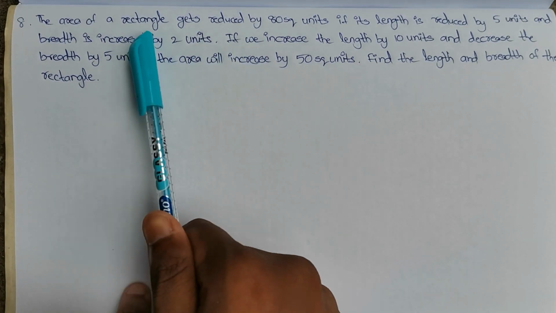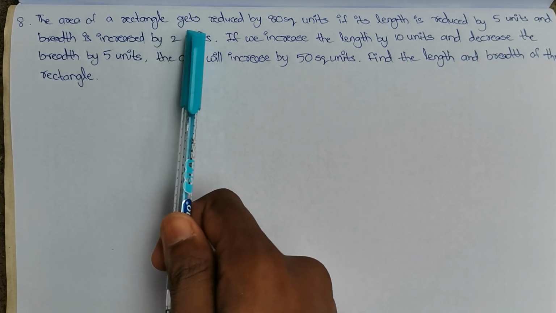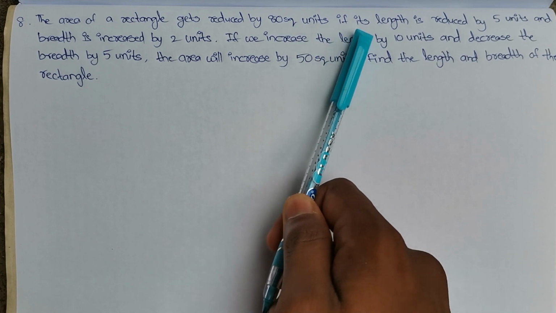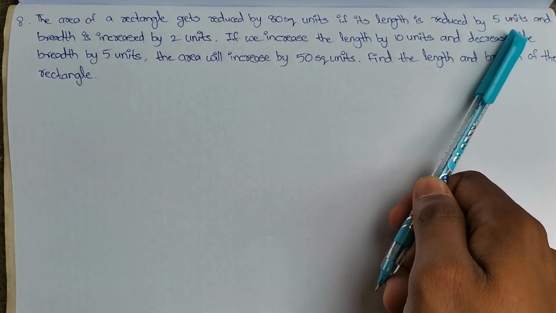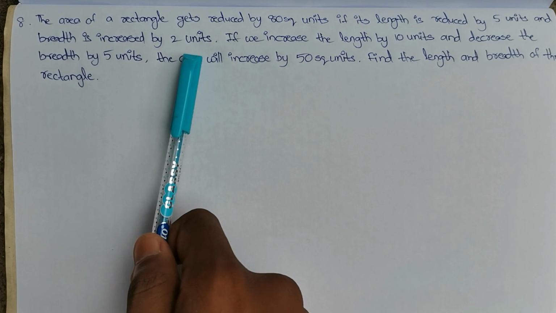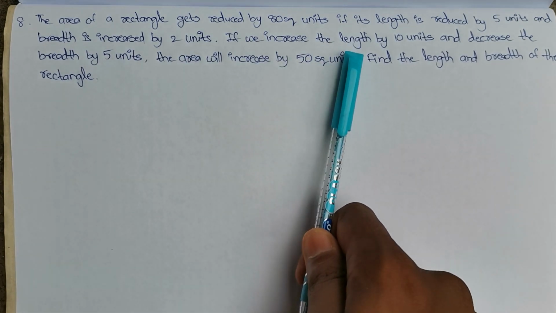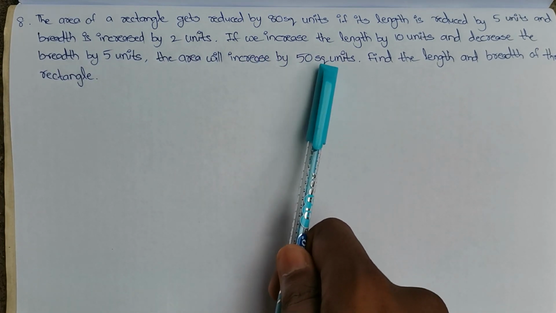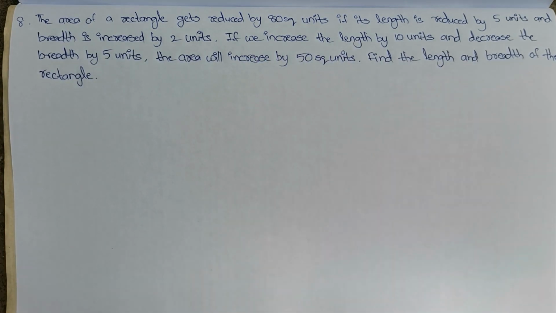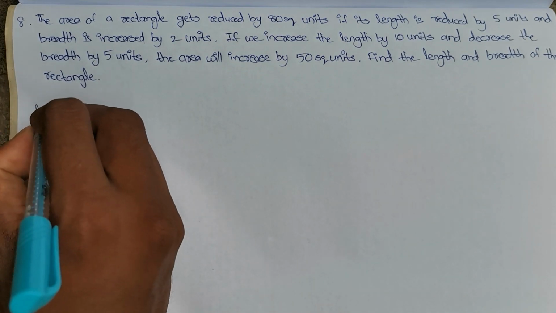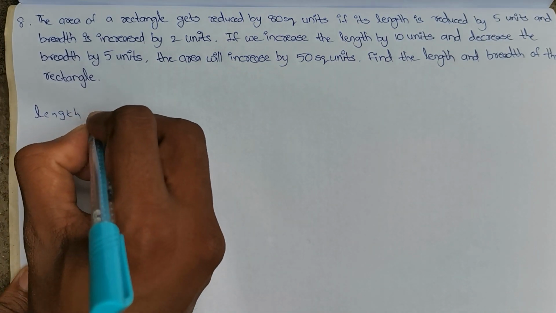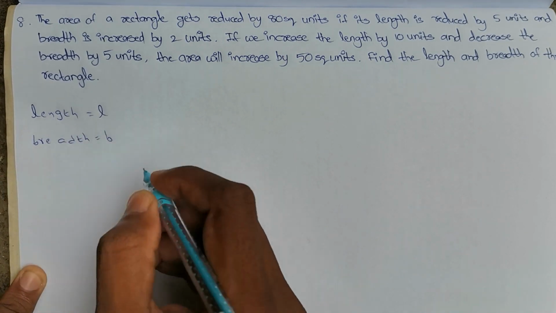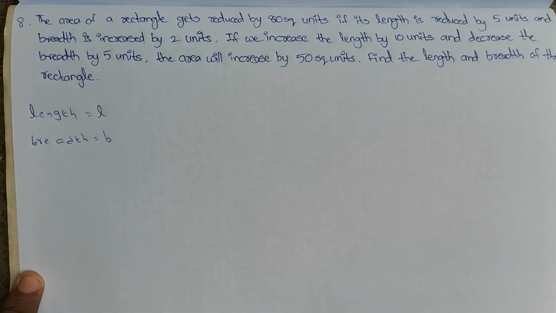Okay, the 8th question is, the area of a rectangle gets reduced by 80 square units if its length is reduced by 5 units and breadth is increased by 2 units. If we increase the length by 10 units and decrease the breadth by 5 units, the area will increase by 50 square units. Then find the length and breadth. Length I am representing with L and breadth I am representing with B only. If you want, you can represent with X and Y also, no problem.